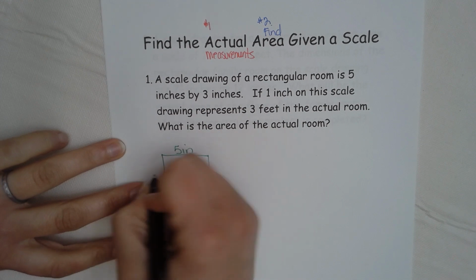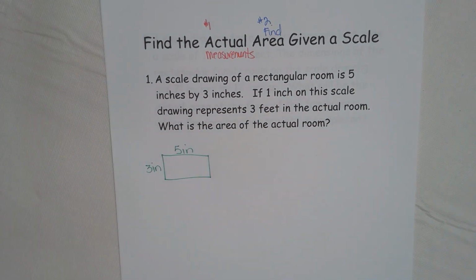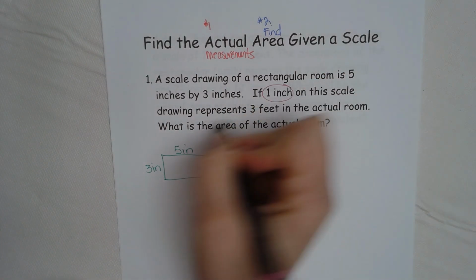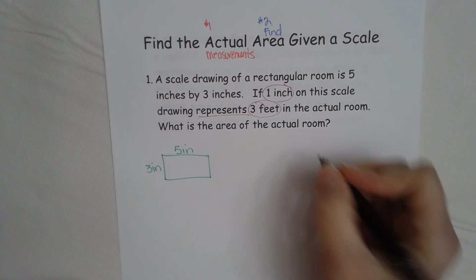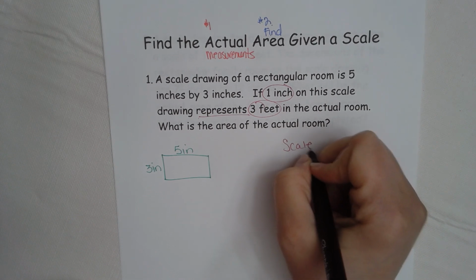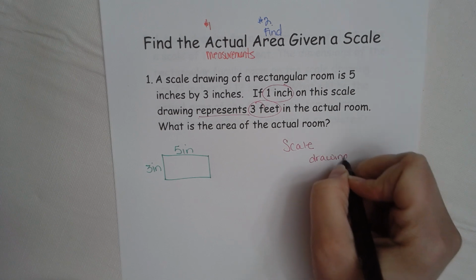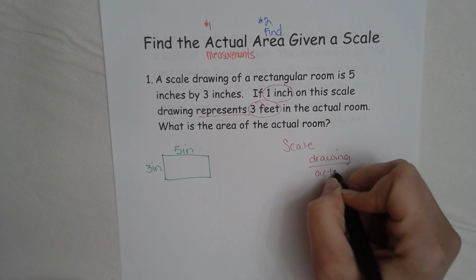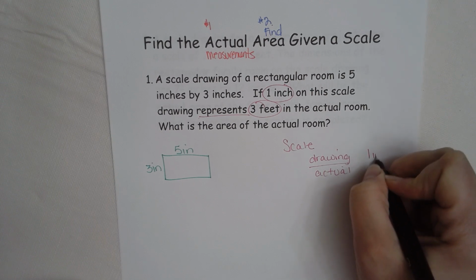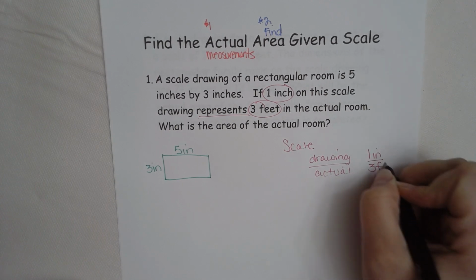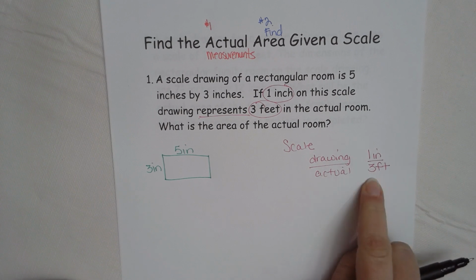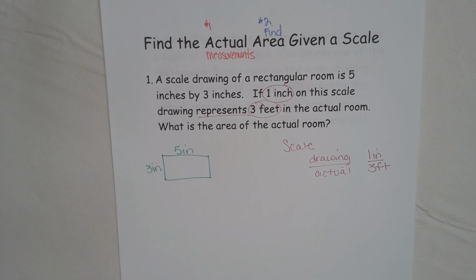So I've got 5 inches, 3 inches. And the other thing that I pulled from this is we have 1 inch represents 3 feet. So we know that our scale is, remember, it's the drawing over the actual. So our scale is 1 inch over 3 feet. And this is what we're going to use to find our lengths.